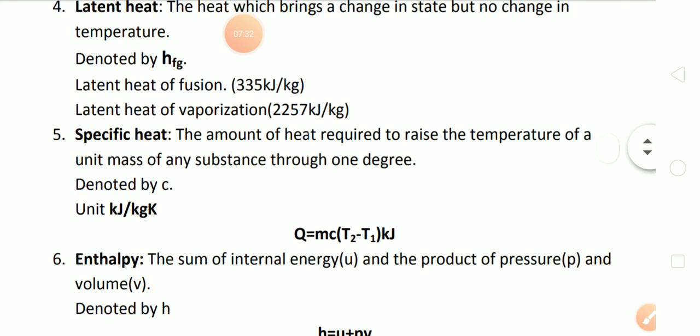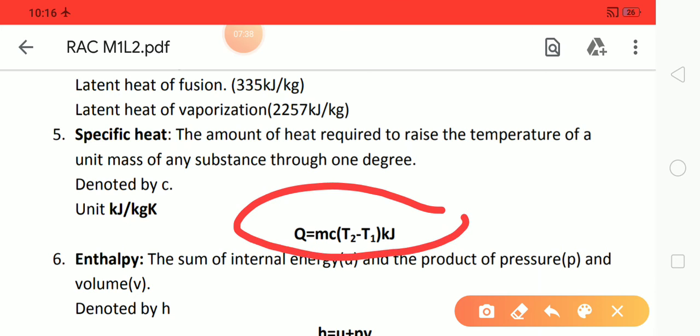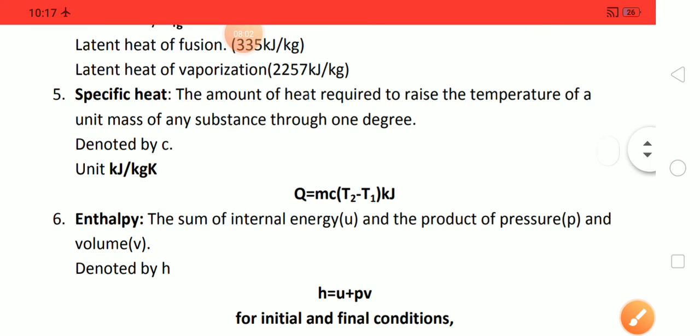This specific heat gives rise to the basic equation Q is equal to mc delta T. Initially the substance is at T1, and when we supply more heat, the temperature will increase to T2. If the specific heat is c and the mass of the substance is m, then the net heat supplied Q is equal to mc delta T, that is mc into T2 minus T1 kilojoules. So that is specific heat.